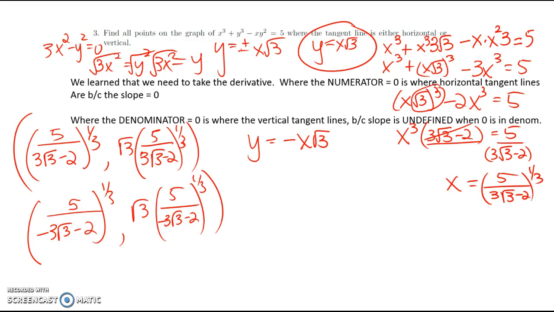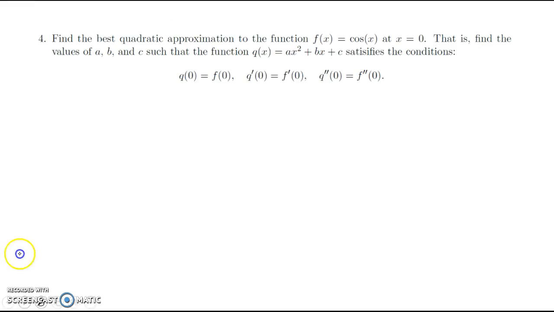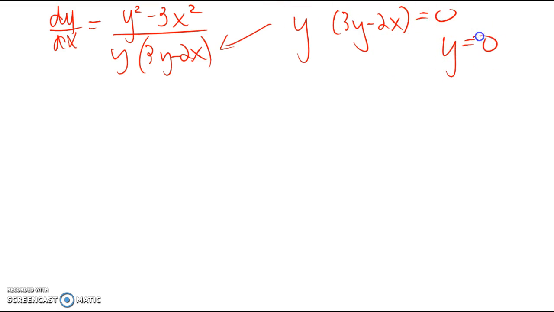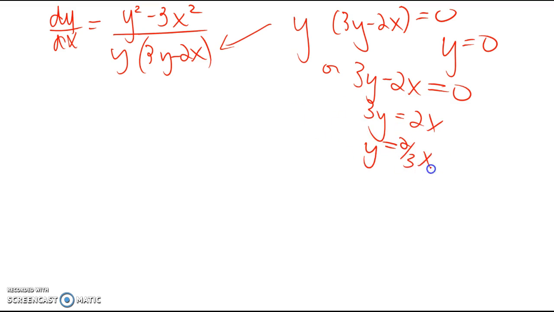Now if I take all this stuff and move to the end here, I'm going to try it here. So now we figured out that dy/dx, I'm just taking it off of his sheet now. It's the same as mine with just a sign change, but it won't matter. Y times 3y minus 2x. Now, to find where the tangent lines are vertical, we set this equal to 0. So y equals 0, or 3y minus 2x equals 0, 3y equals 2x, y equals 2/3 x, right?